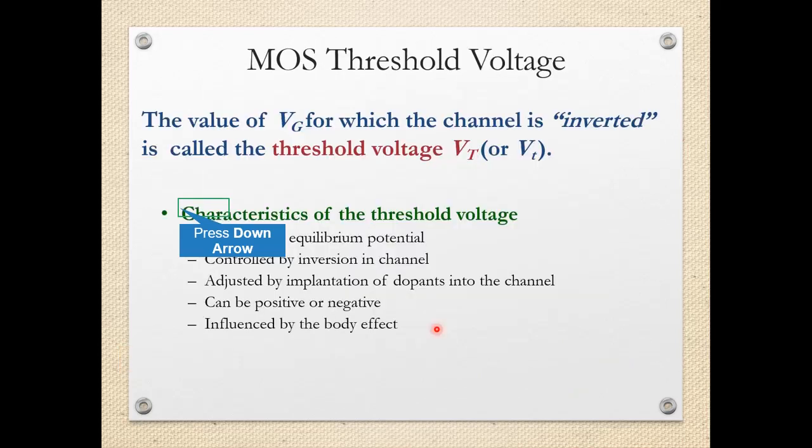Now about that VT voltage, that is called as the MOS threshold voltage. The value of VG, that is the gate voltage, for which the channel is inverted. Inverted means there is a formation of the channel by electrons just beneath the gate, that is called as the inverted. It is called as the threshold voltage VT. The characteristic of this threshold voltage is it depends upon the equilibrium potential controlled by the inversion in channel. It is adjusted by implantation of dopants into the channel, can be positive or negative, and it is influenced by the body effect.